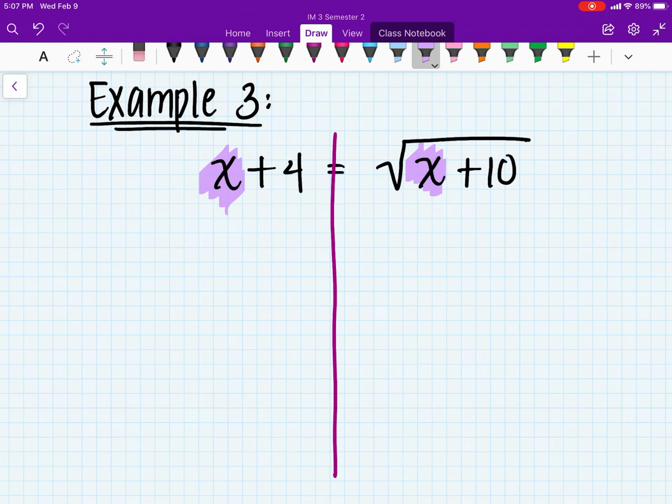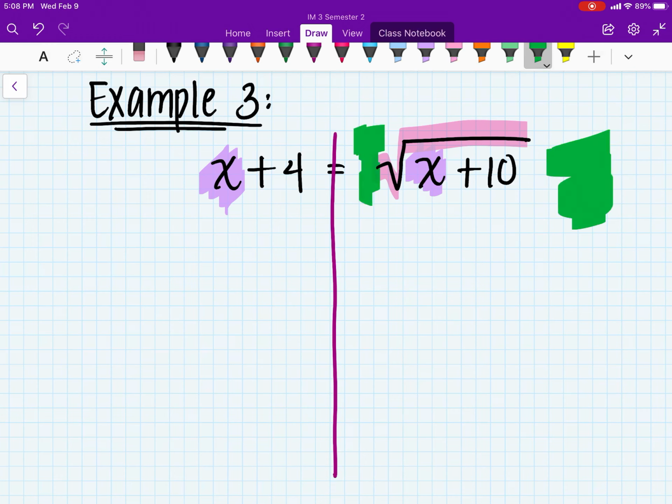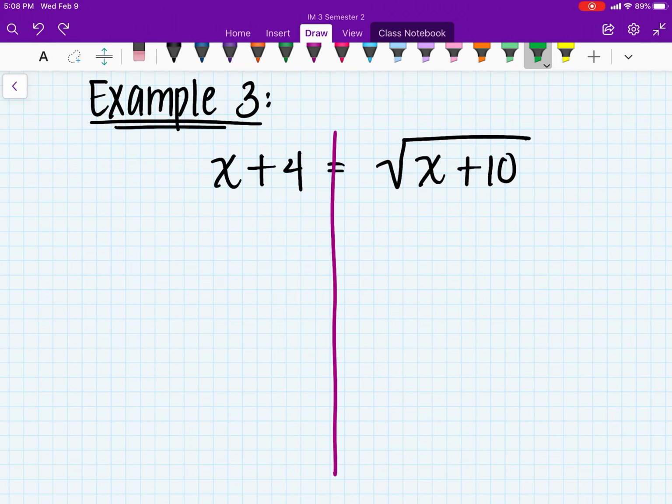Now, before I can move any variables to one side or the other, I do have to get rid of my square root. I say get rid of the square root because there's nothing on the outside or in the front of the square root. So because there's nothing in front of it, I am going to get rid of it. In order for us to get rid of a square root, I want to go ahead and square both sides.